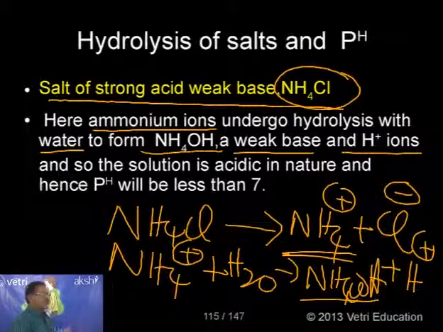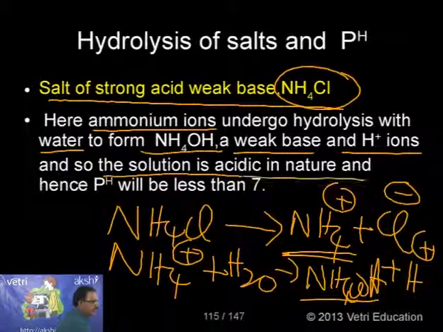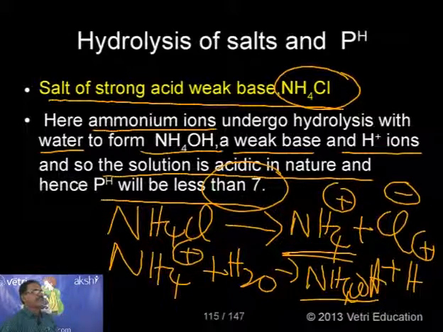So what is the resulting solution? The resulting solution is acidic in nature, and hence the pH will be less than 7. Acidic means pH will be less than 7. This is the most important and interesting information.